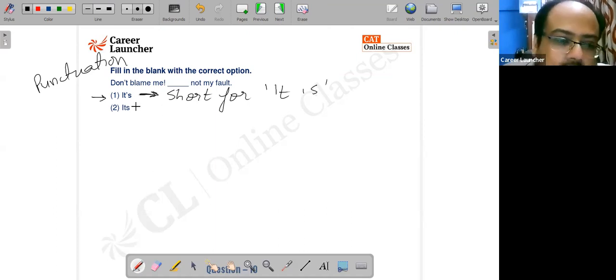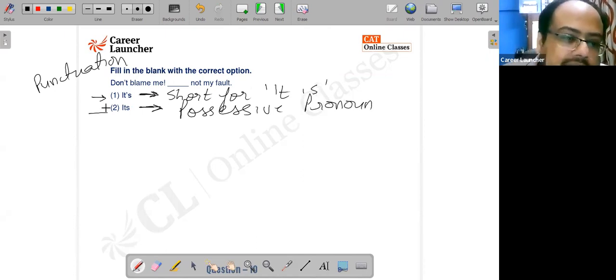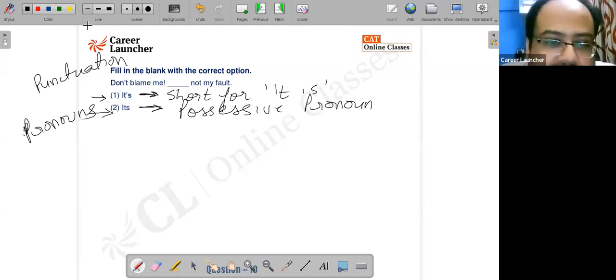Whereas, just make a note, option I-T-S is a possessive pronoun. It's a possessive pronoun. This is something that we will discuss in detail when we discuss pronouns in grammar. So the first one is short for "it is," and the second one is a possessive pronoun.